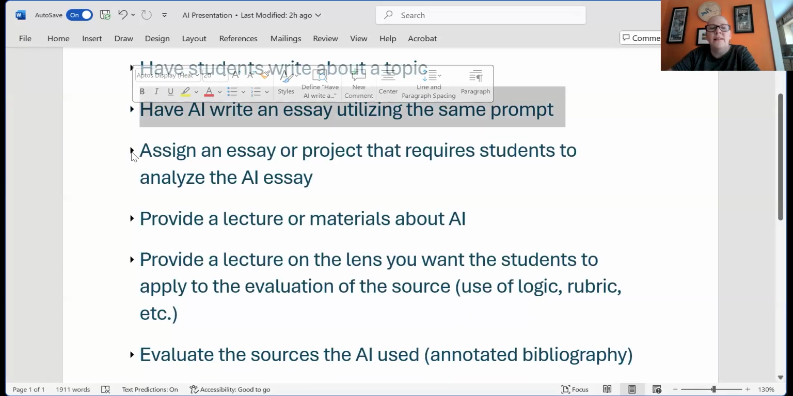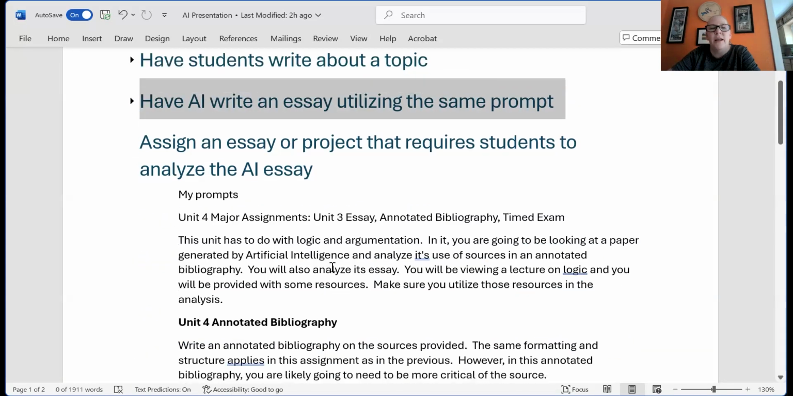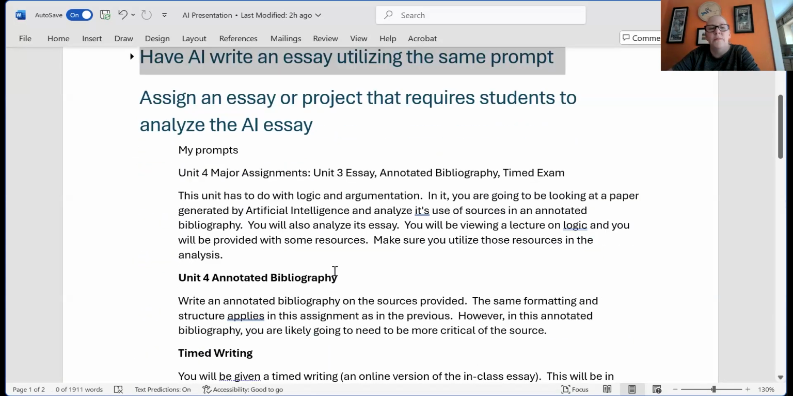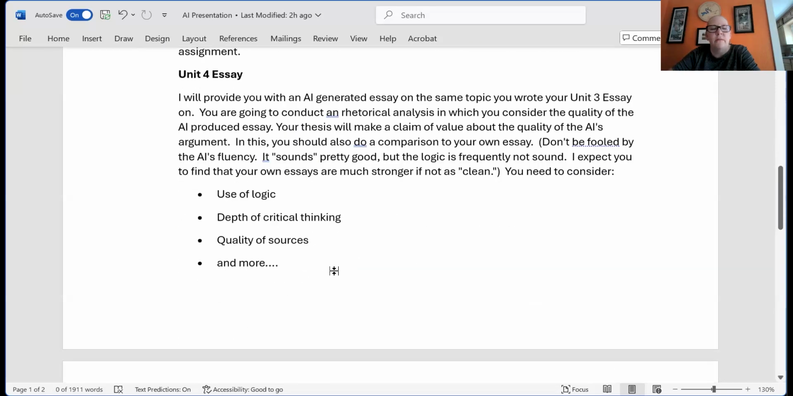At that point, I assign an essay or a project that requires the students to analyze the essay. And I've left my little prompts in here. I'm going to go over them in a little bit more detail, but I'm just showing you that it's in here.